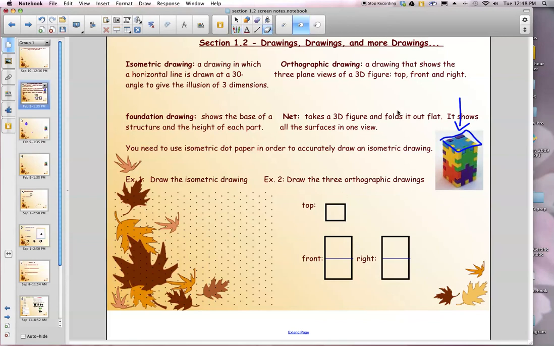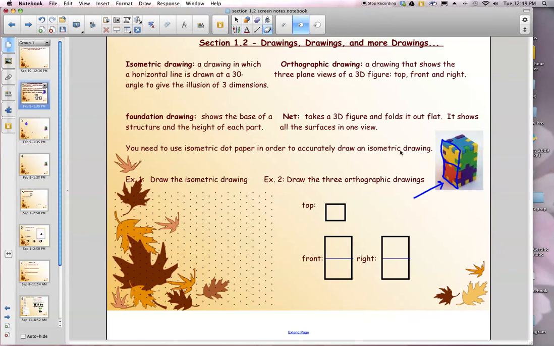And then you erase that and say, okay, now if I was standing in front of it, looking at it, what would I see? All I would see is this part right here. I would just see the 2 squares stacked on top of each other. So from the front, that's all I would see.